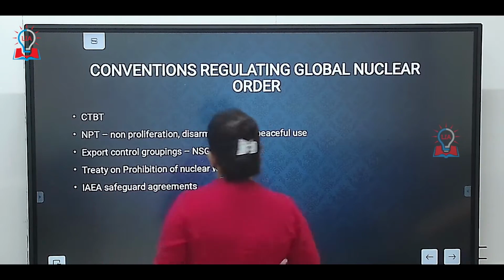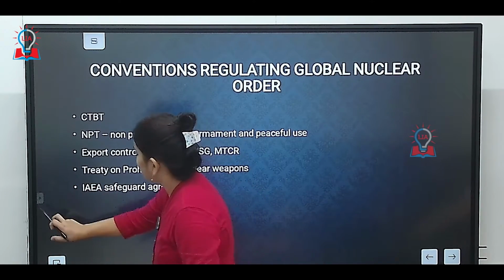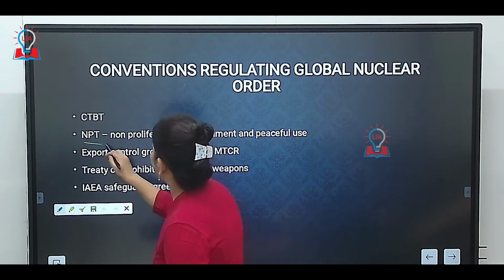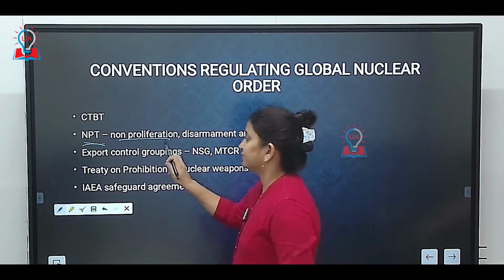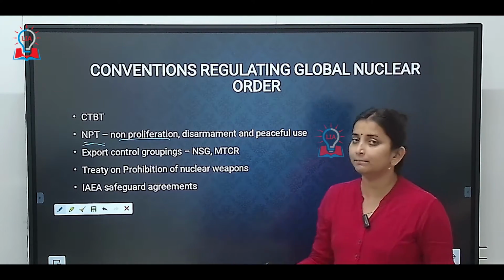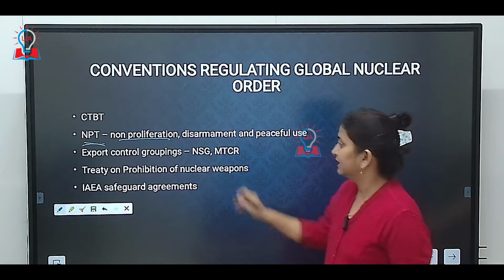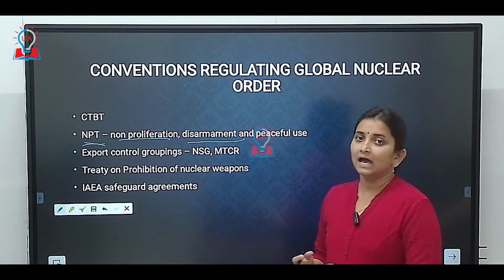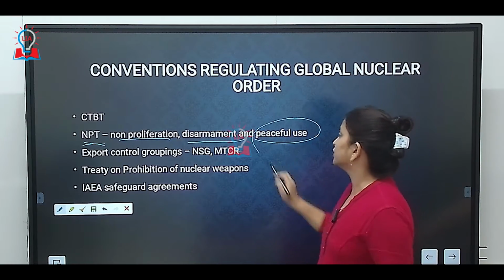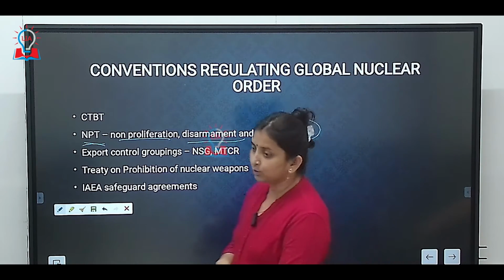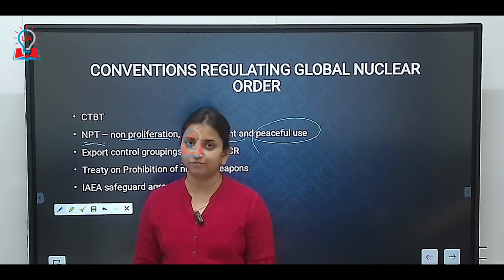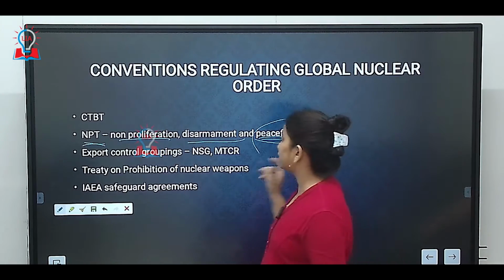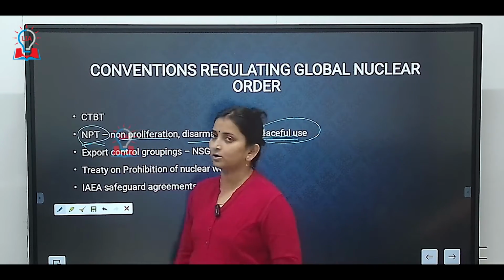Now, what are the conventions which are regulating the global nuclear order? The first few conventions include the Nuclear Non-Proliferation Treaty, which spoke about non-proliferation. Proliferation means multiplying. You will not be multiplying whatever arms you have currently. Plus disarmament. So whatever you have, you need to reduce it, remove it, and redirect it. Plus peaceful use. So wherever you have nuclear fuel, you should try to use it for energy and not for arms. So these were the 3 principles of NPT, the Nuclear Non-Proliferation Treaty.